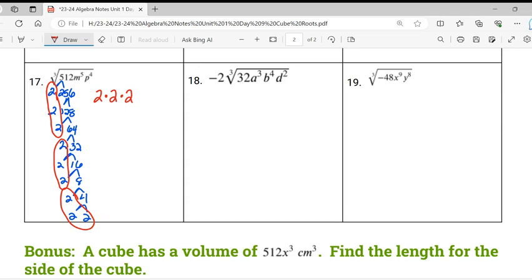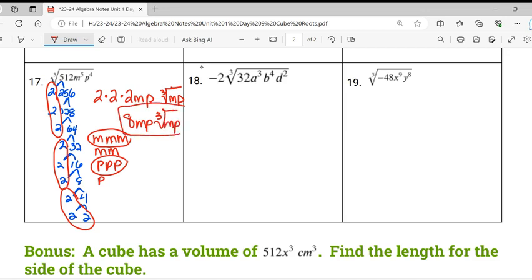For our m's, we have 5 of them. That's only 1 set of triplets. So I'm going to have 1 m on the outside, and I'm definitely going to have 1 m on the inside. And then my p's, I have 1 set of triplet p's, so that'll be on the outside, and 1 p will be on the inside. So 2 times 2 times 2 is 8, m, cube root of mp as your final answer.